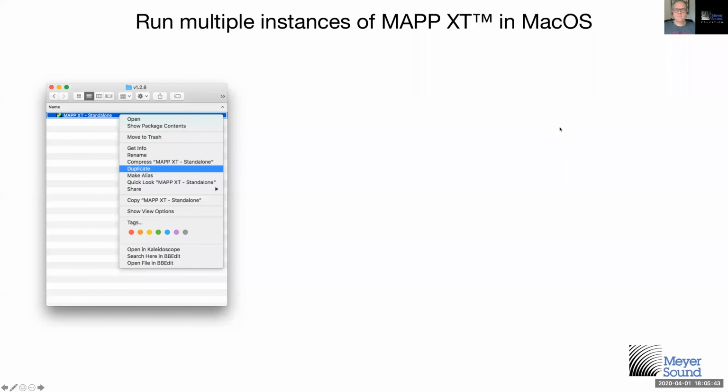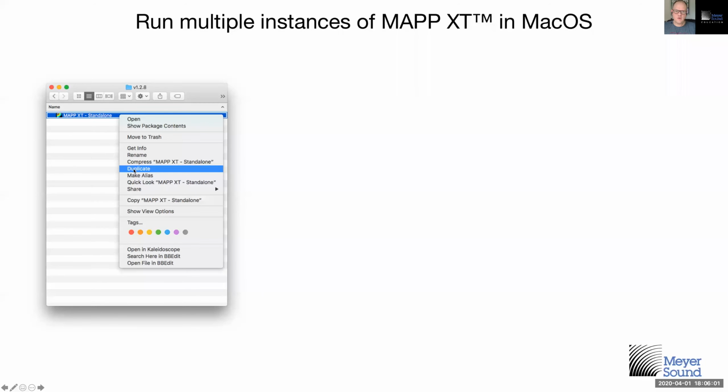For those that run Map on Apple macOS, it's a very straightforward process. You go to the folder where your Map application lives, you right-click the application, and you choose duplicate.